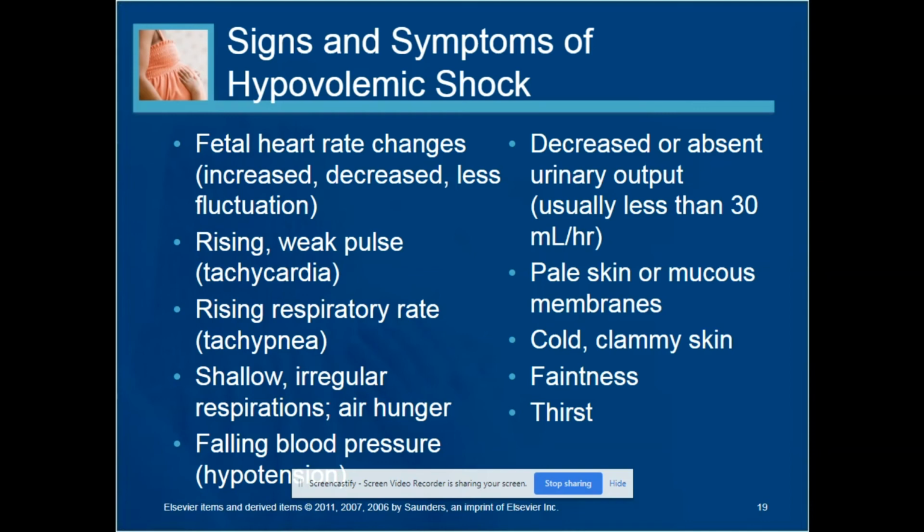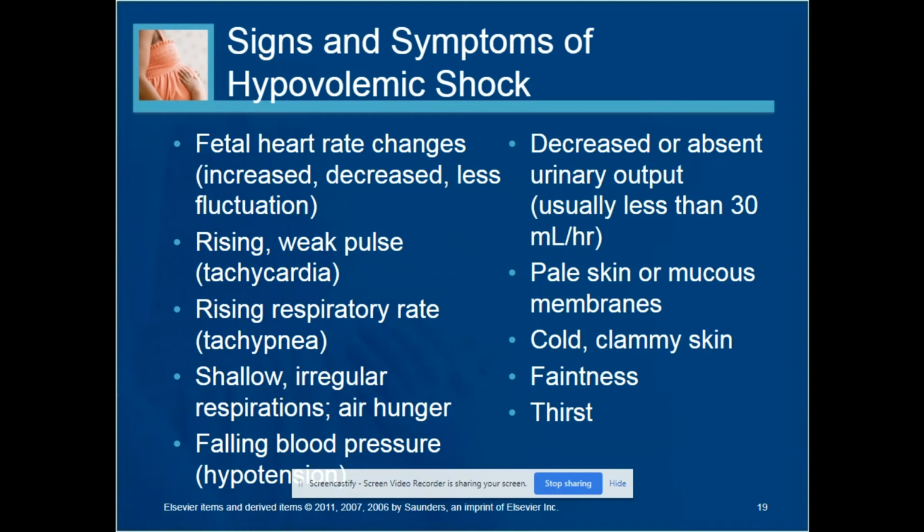It could be increased, decreased, or a fluctuation, or less fluctuations. Rising weak pulse like tachycardia, rising respiratory rate, tachypnea, shallow irregular respirations or air hunger, falling blood pressure, hypotension, decreased or absent urinary output.